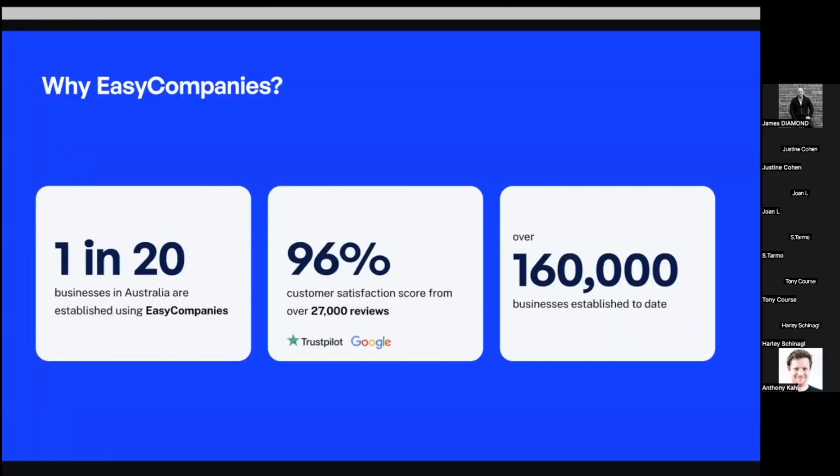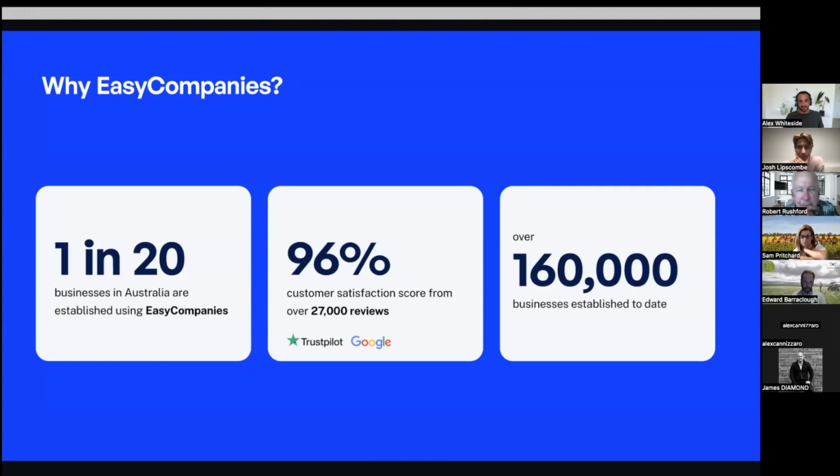And then, I guess there's a question of why would you choose Easy Companies? So interesting stat, 1 in 20 companies are actually set up through our platform every day. So our volumes are very high. And from that, we receive 96% satisfaction from over 27,000 reviews that you can view on our website. In the 11 years of being in business, over 160,000 companies have come through our platform. So the main element there is trust and ease if you're coming through our platform.